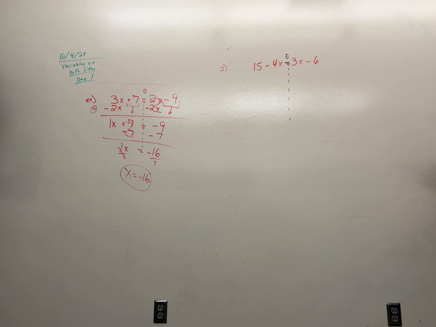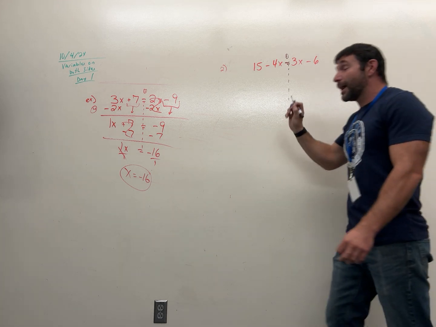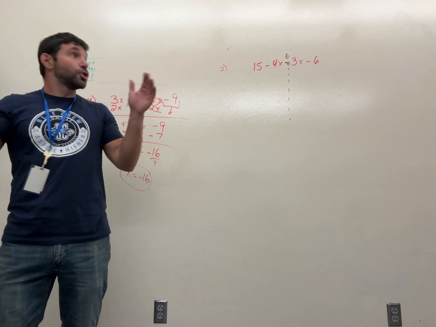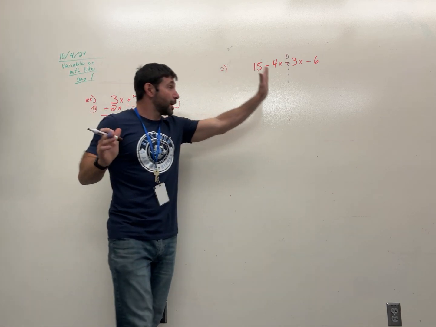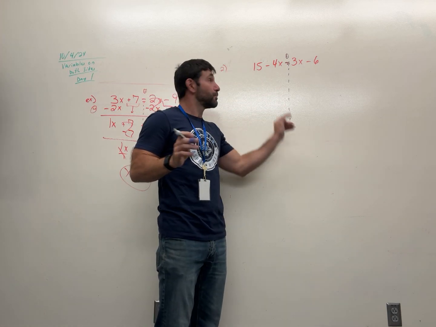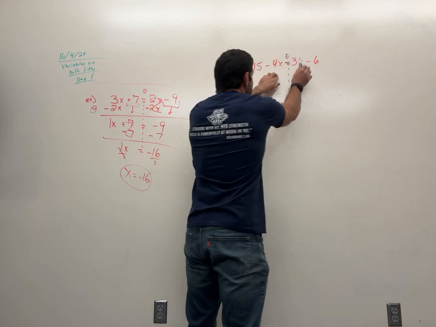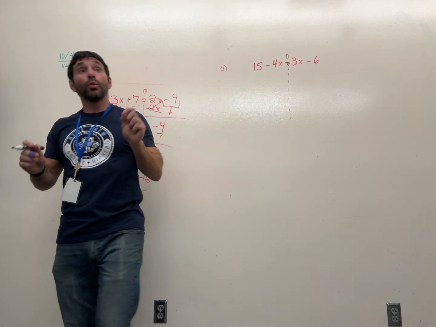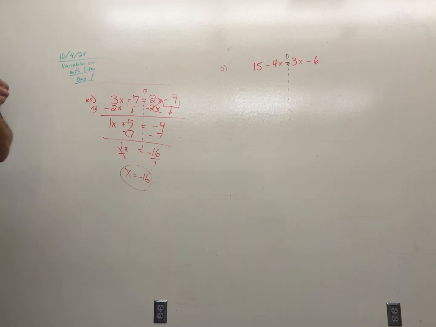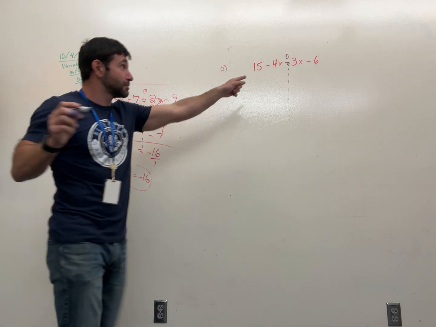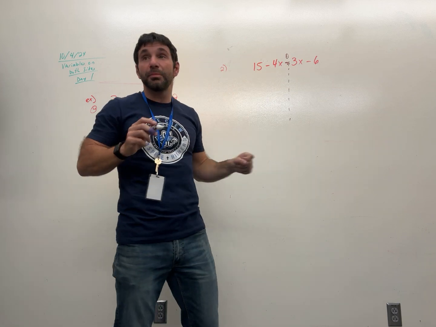Okay, step 4, combine variables on opposite sides. Do we have variables on opposite sides of this line? Negative 4x's, positive 3x's. Which one's smaller? Negative 4 or 3? Negative 4. I'd rather have money, $3, than owe somebody 4.